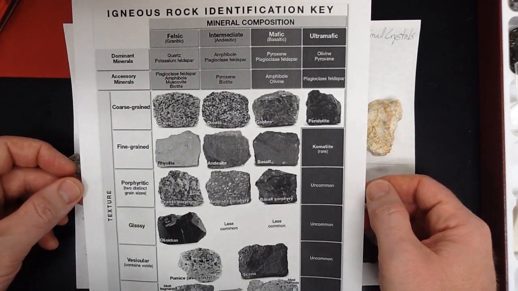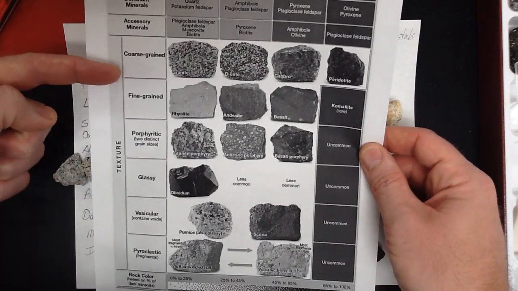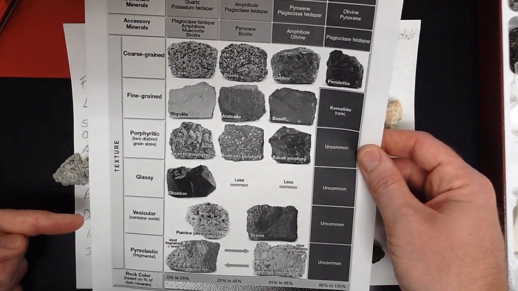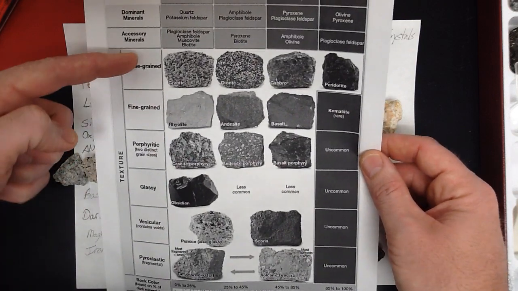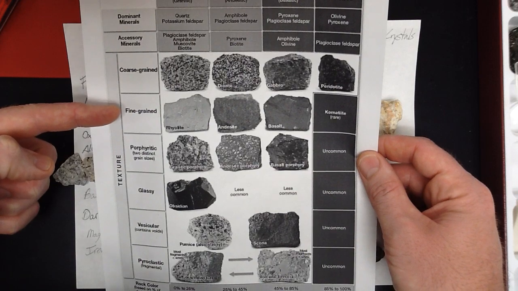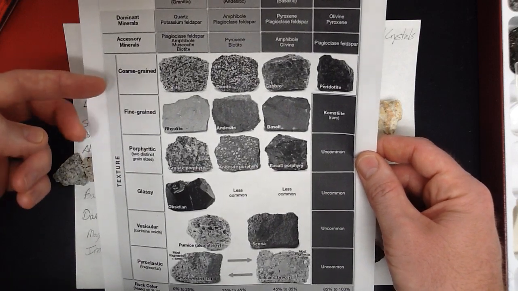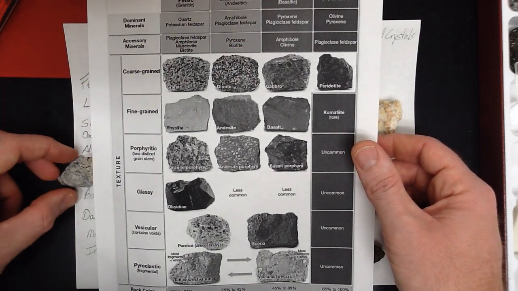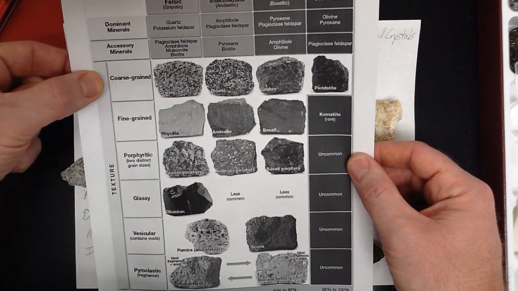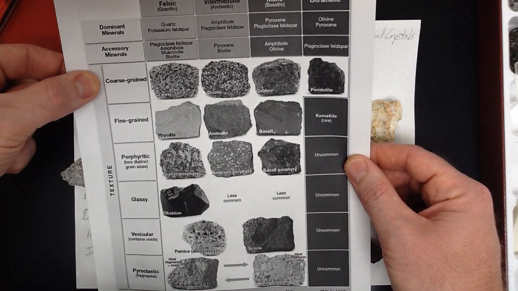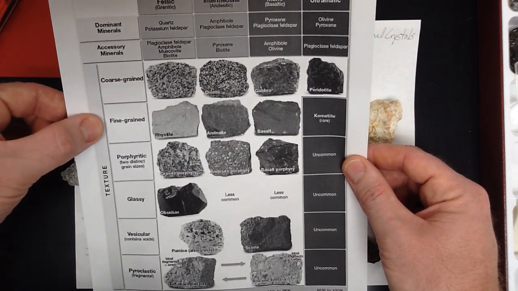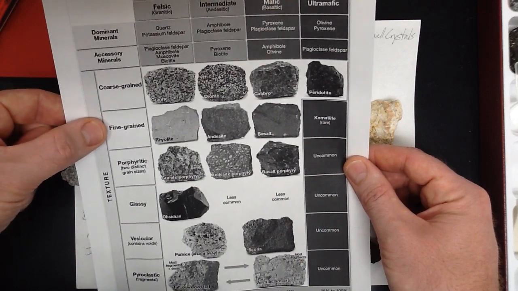The main two things that you're looking for: on the left you have texture. So we have the 5 different textures that we really talked about. We have coarse grained, which are your large crystals, fine grained, which are your small crystals, and these correspond to how quickly or slowly these igneous rocks cooled. So coarse grained would have cooled very slowly over a long period of time. Fine grained would have cooled very quickly on the surface of the earth and been volcanic rocks.